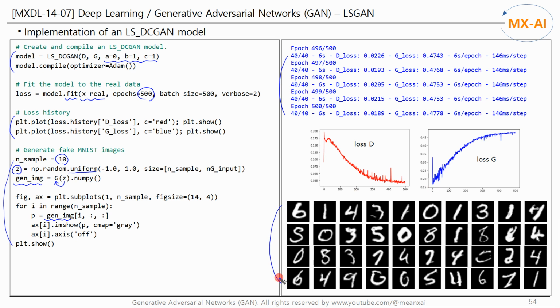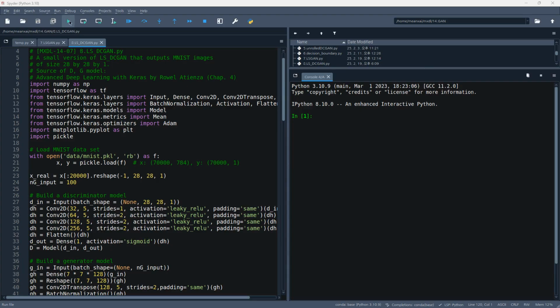As we saw in the third video in this series, images generated from the standard DCGAN show a lot of digits 1, while images generated from the LSDCGAN show a variety of digits. This means that the mode collapse phenomenon is reduced in LSDCGAN. Let's run this code.